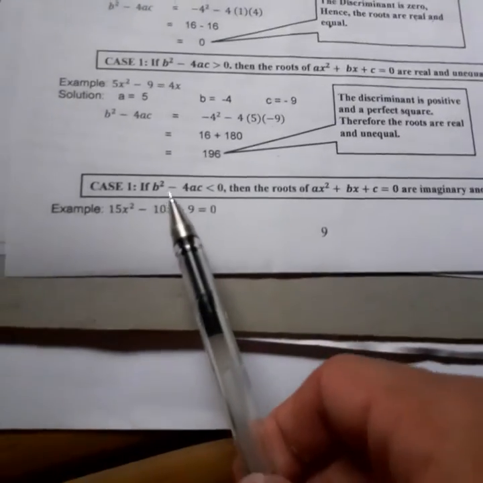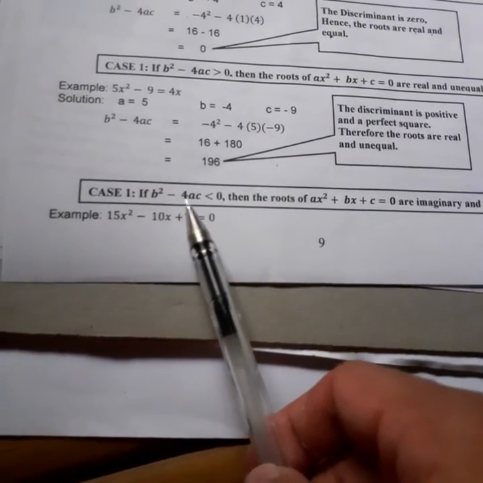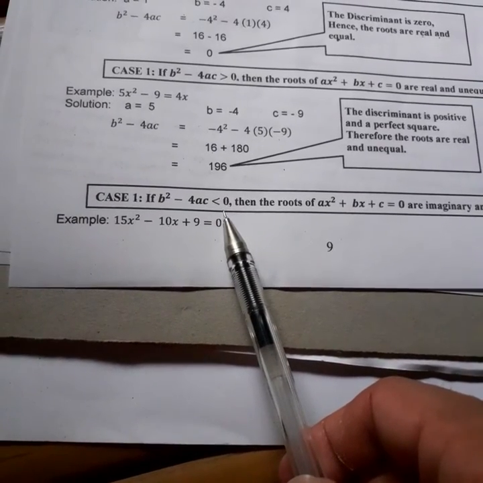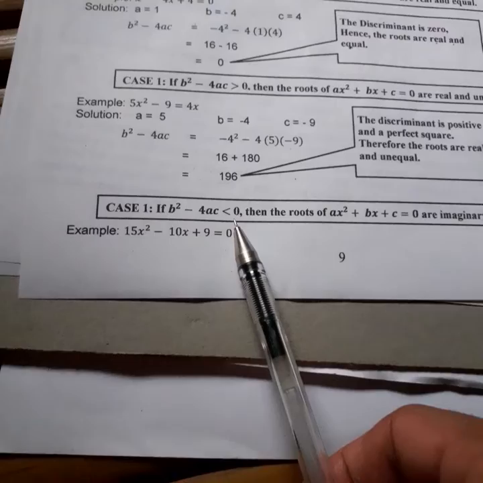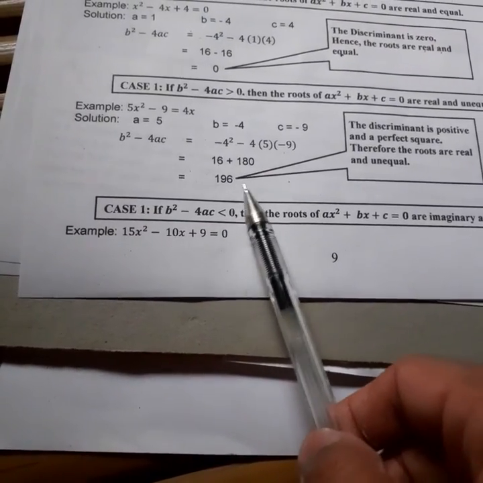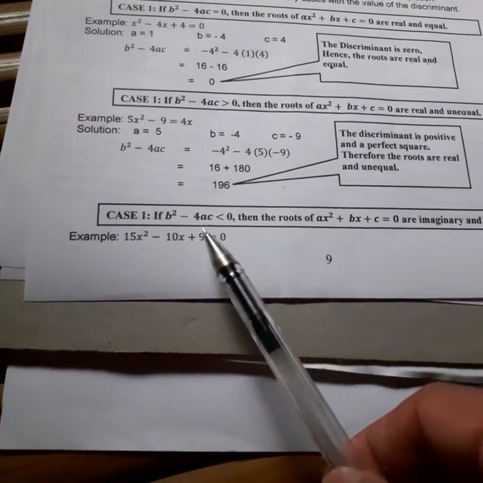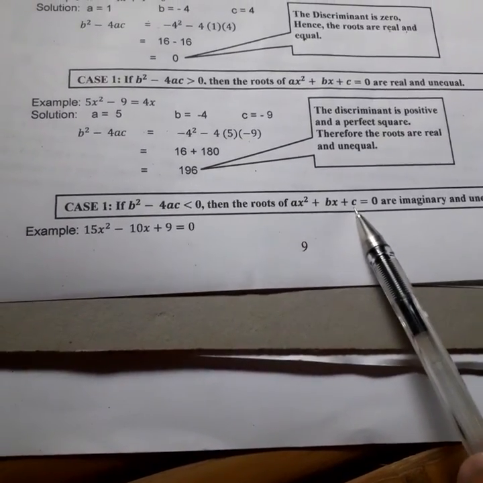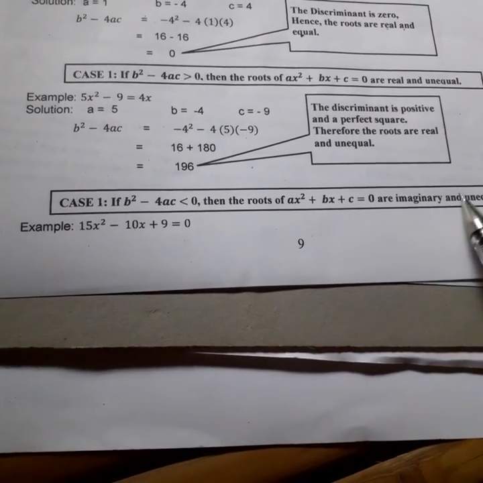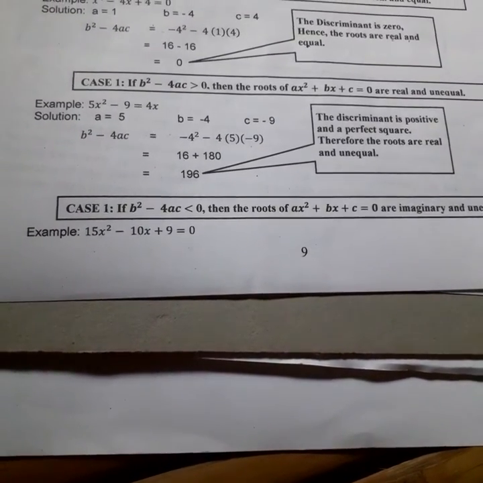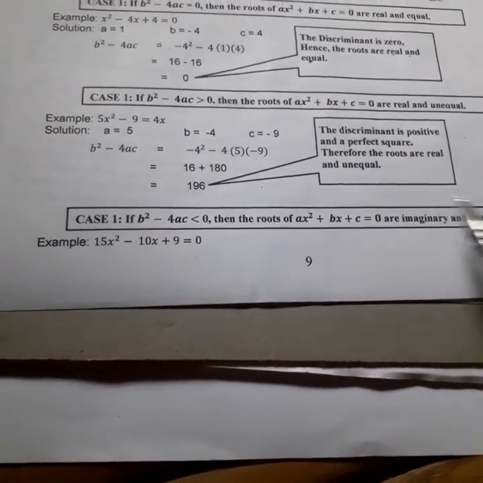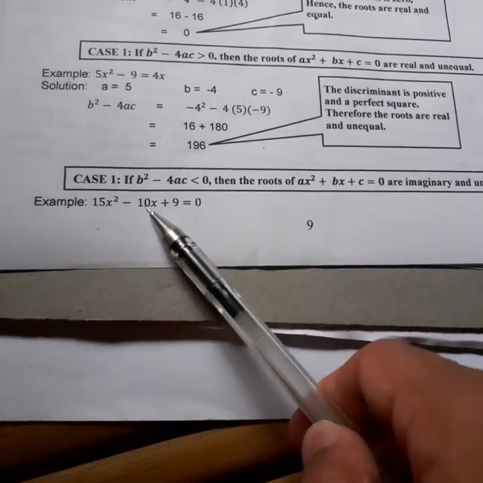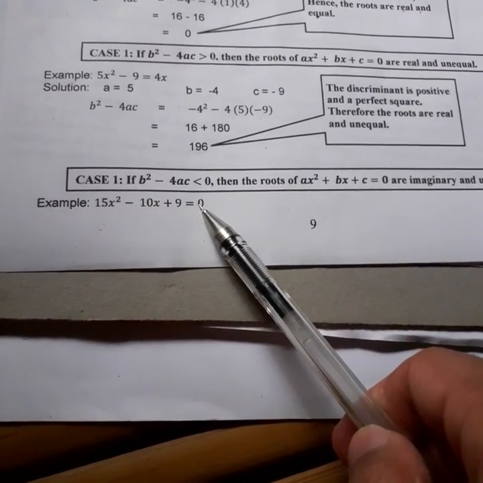Case 3. In case 3, if b squared minus 4ac is less than 0, mas gamay pa sa 0, or negative numbers, kung atong answer, the discriminant is negative, then the roots of ax squared plus bx plus c equals 0 are imaginary and unequal. Imaginary and unequal, or no solution, no answer.